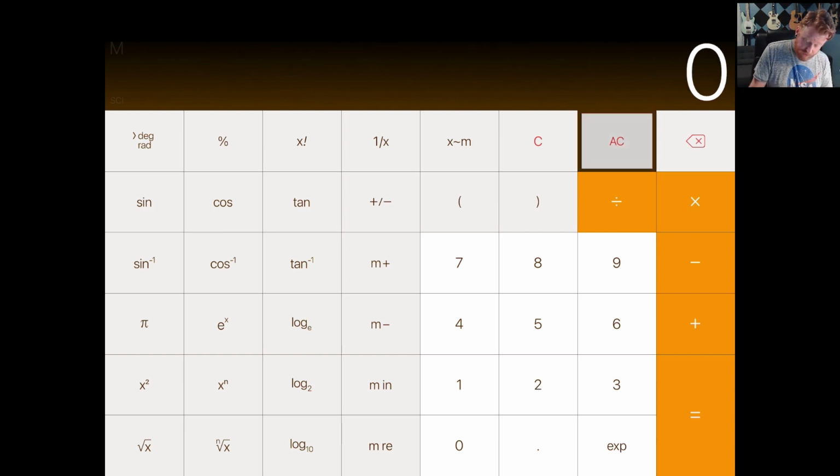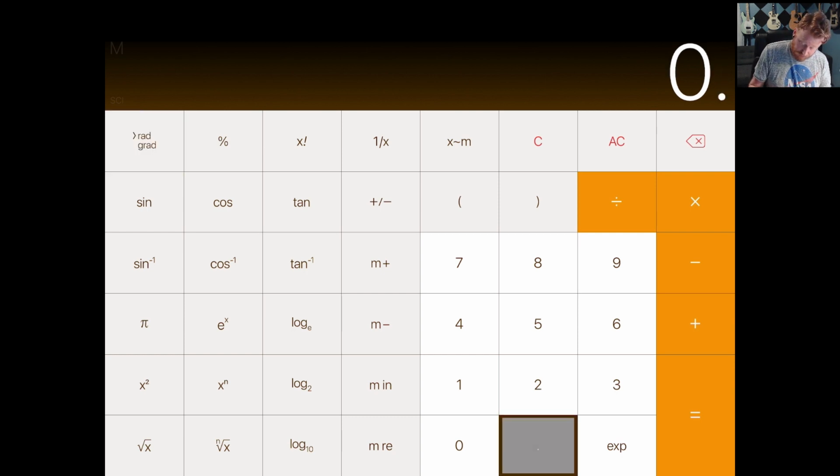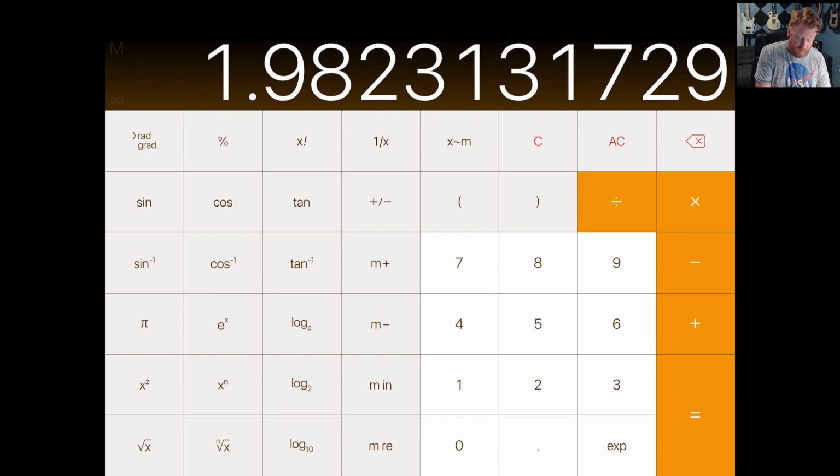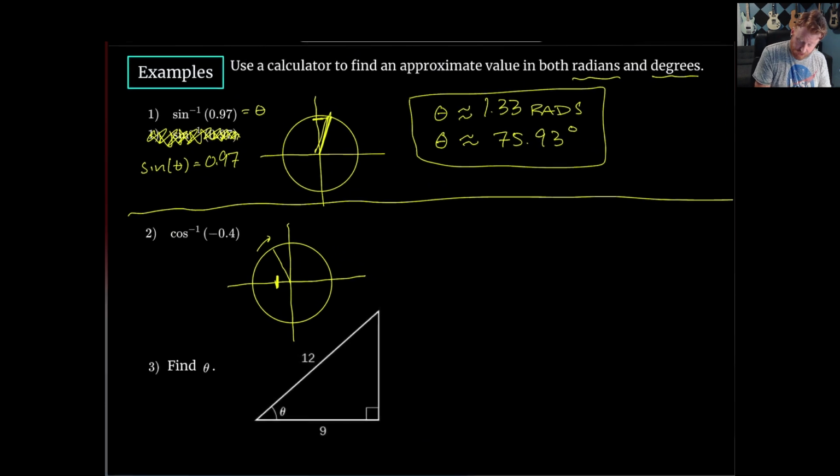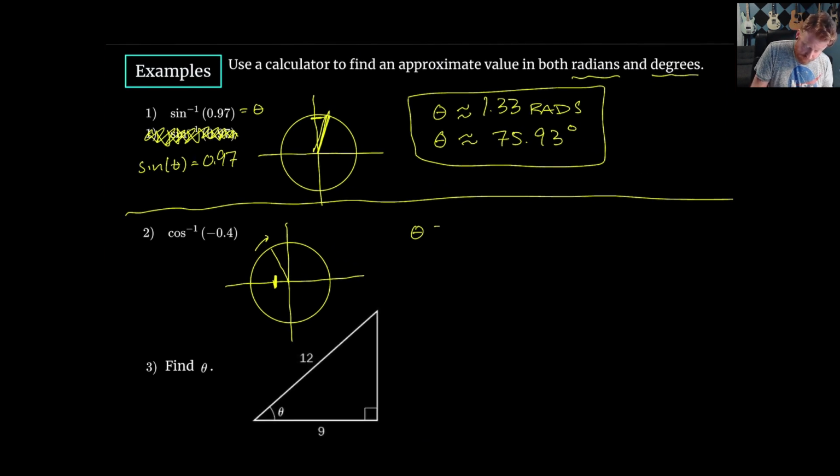But we want to get this in radians as well, so let me swap back to radians. You can see that over here the arrow is pointing at radian, so that means I'm in radian mode. I'll again put in 0.4, make it negative, and press the cosine inverse button, and we'll get about 1.98 radians. So we'll switch back over here, and we now know that this angle theta that we are looking for is about 1.98 radians, which is about 113.58 degrees.